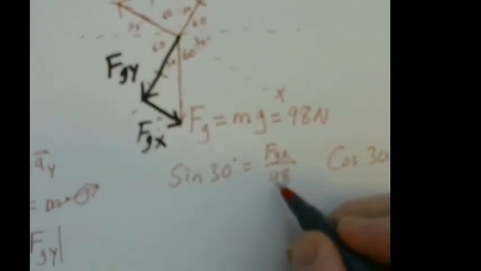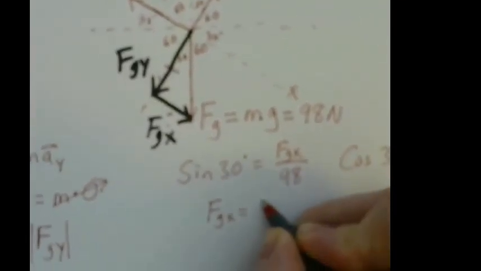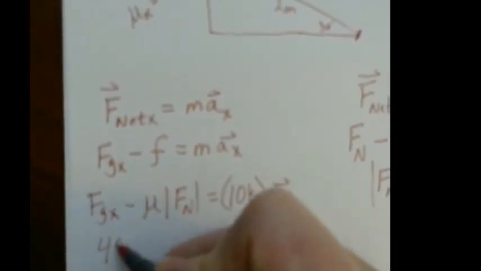Pulling up my calculator. Oh, I don't need my calculator for this one. Sine 30 is 1/2. Half of 9.8, so Fgx is 4.9 newtons. Fill that in over here.